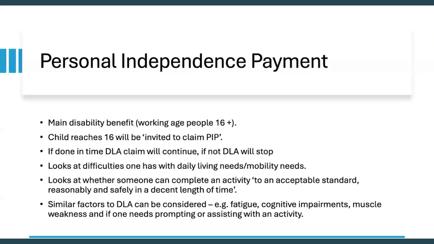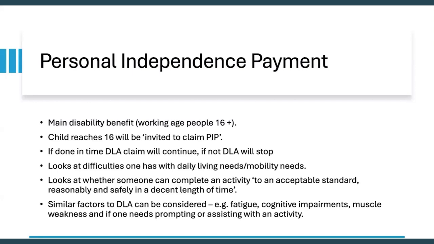Again, this applies to England, Wales, Northern Ireland, and in Scotland, adult disability payment. It's the same premise really. It operates in exactly the same way and is assessed in exactly the same way. Just as part of devolution, it's been renamed. So personal independence payment is the main disability benefit for working age people over 16 up until pension age.